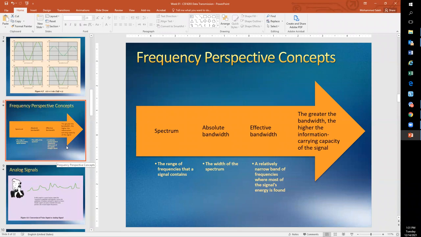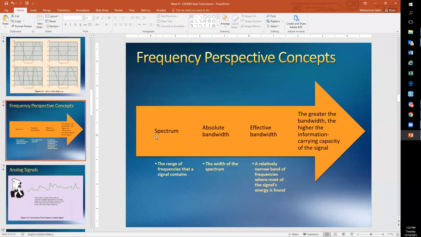Also, we've studied some definitions for frequency. We have the spectrum. Spectrum is the range of frequencies contained in the signal, the whole range. And the absolute bandwidth is the width of the spectrum. So it can be the range of the whole frequencies.